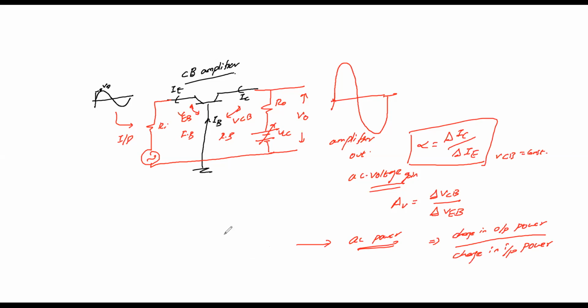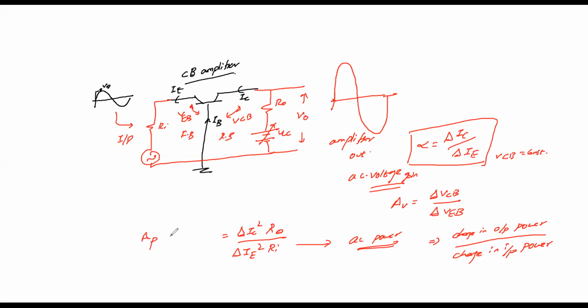Now, change in output power. Power is nothing but I square R. So in the output, it is delta IC square R output, divided by the input, IE square and R input. Okay, this is your relation. If you want to find the power gain, I'll write it directly, which is equal to AP.